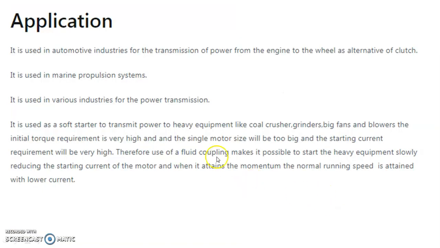What are the applications of fluid coupling? It is used in automotive industries for transmission of power from the engine to the wheel as an alternative to the clutch. It is used in marine propulsion systems. It is used in various industries for power transmission. It is used as a soft starter to transmit power to heavy equipment like coal crushers, grinders, big fans and blowers.